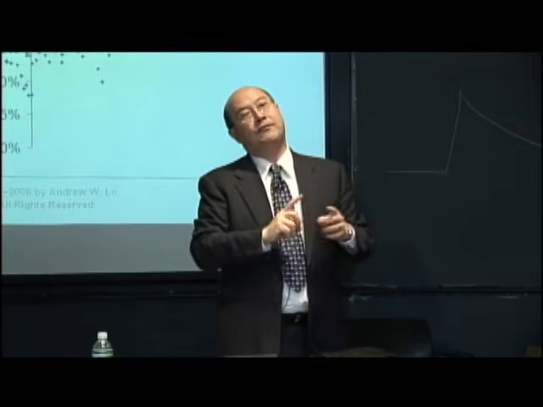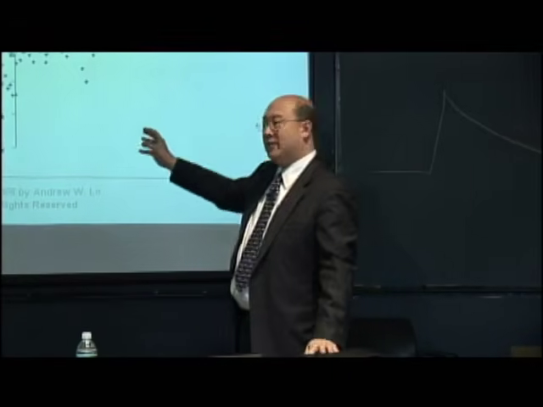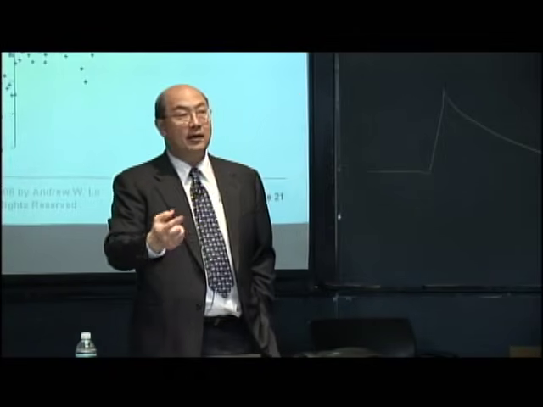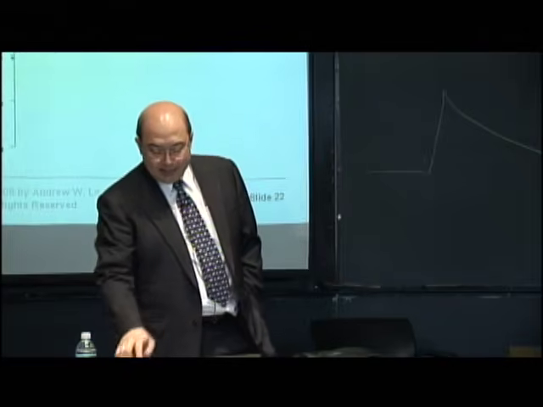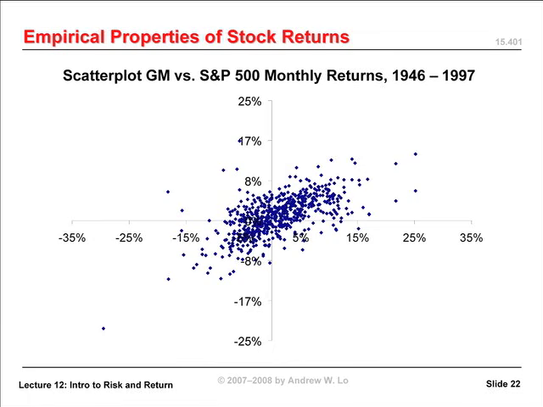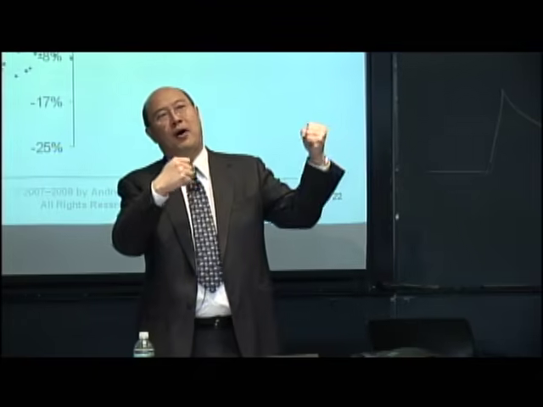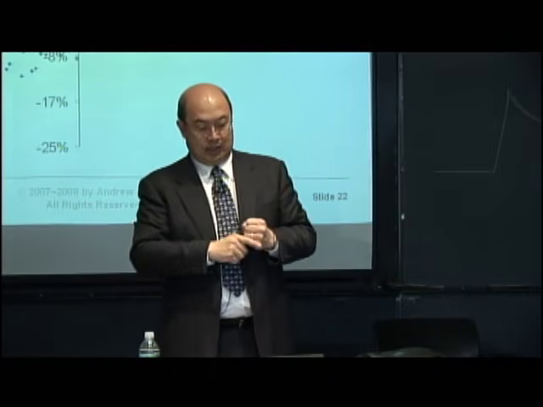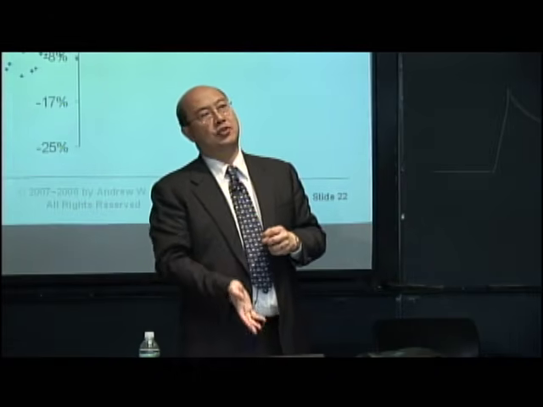But remember, we're asking a different question. This is a question about the relationship between the S&P 500 last month versus this month. There's no real relationship. This, on the other hand, is a question about the relationship between S&P this month and GM this month, the same month. Okay? Now, you're right that S&P has GM as one of the components, but it's only one of them. If it weren't in there, you would actually still see this kind of a relationship.